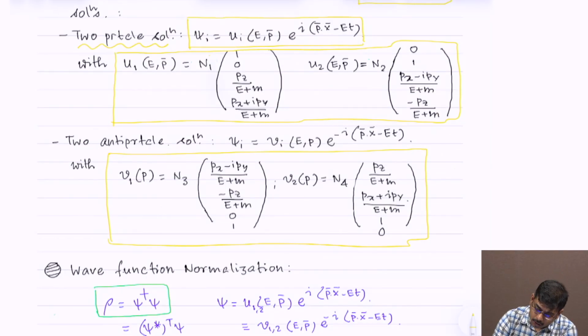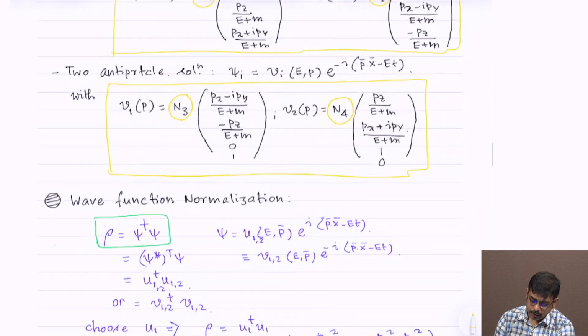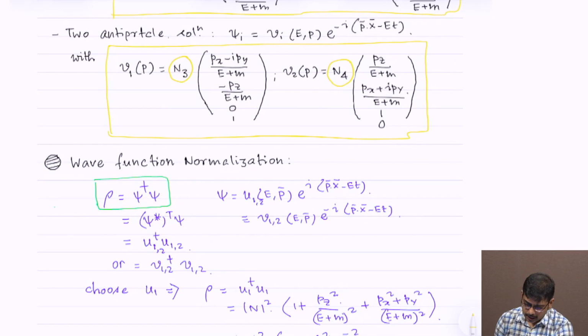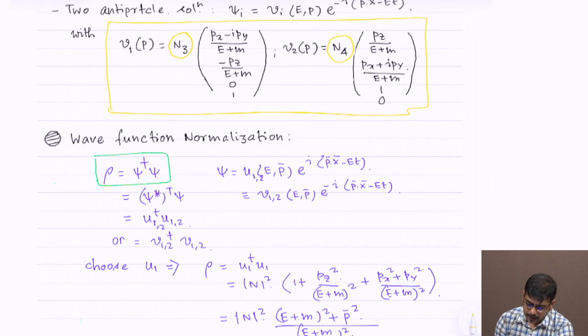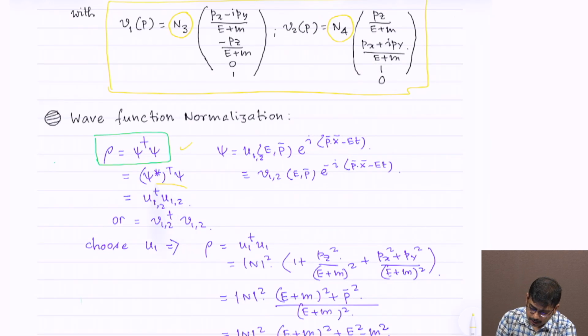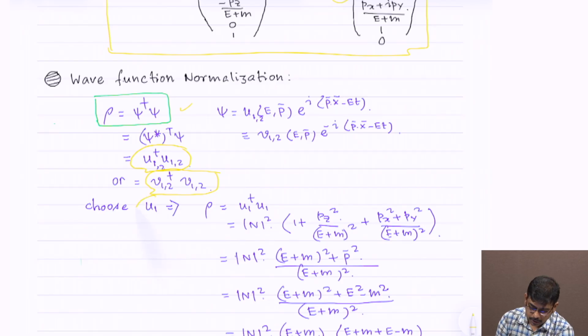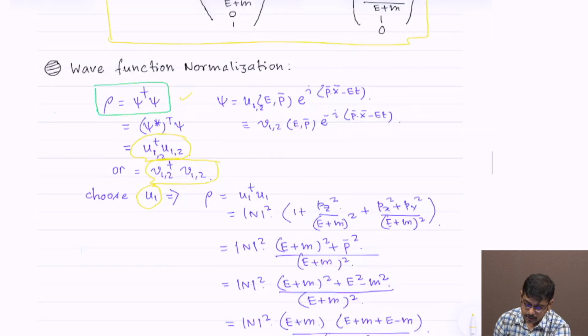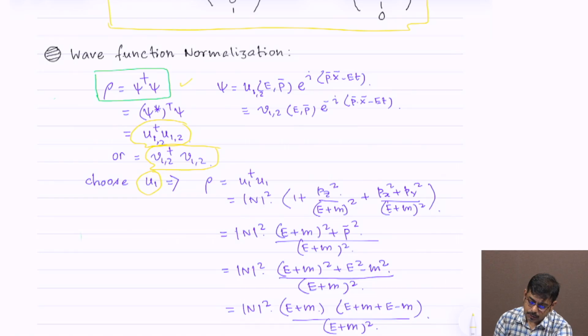Now, we have been hanging around for long with these normalization constants which we do not know what to use. You can obtain it by the normalization, like rho is psi dagger psi, which will turn out, of course, if you put psi as u e to the power i(p dot x minus E t), then it will be u1 dagger u1 or u2 dagger u2 or v1 dagger v1 or v2 dagger v2. Let us choose the u1 solution. We know exactly how the u1 solution looks.